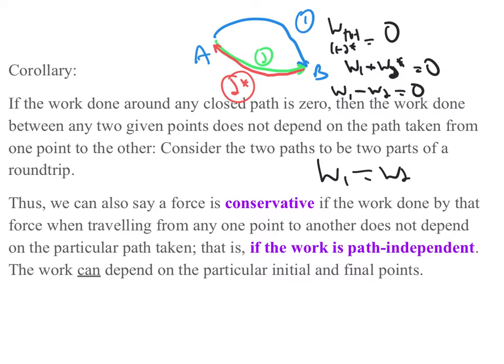That is, if we have a conservative force, then between any two points, the work is path independent, no matter what points you pick. The work can and often does depend on the particular initial and final points, but not on anything in between. They are what we call state functions, and we call this path independence.